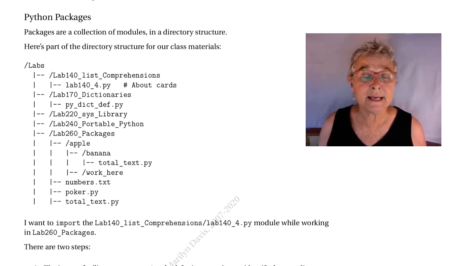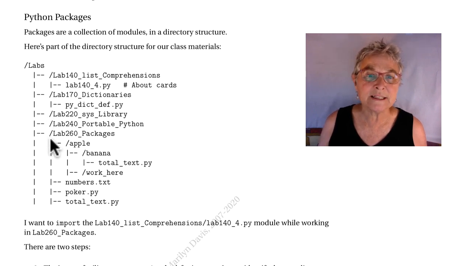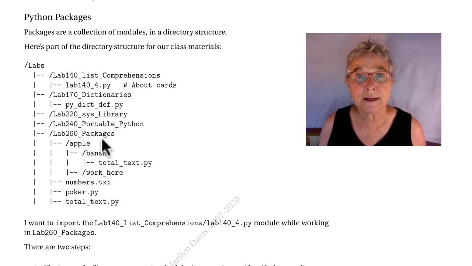We'll start by taking a look at the directory structure of our class. And this is not the whole directory structure, but there are some important things here that are important to us right now, because there's Lab260 packages. That's where we're at. For our example, we're going to be making poker.py there in Lab260 packages.